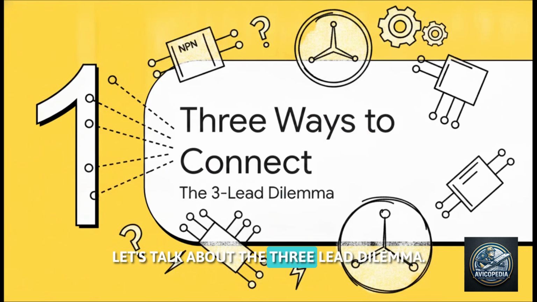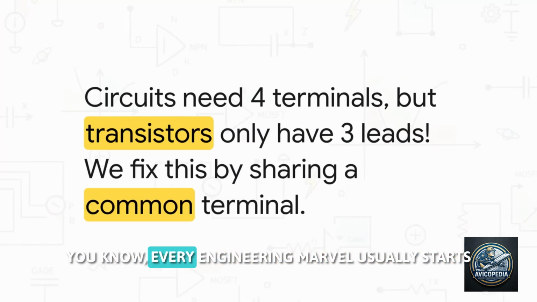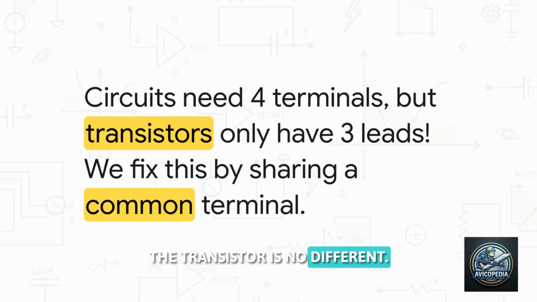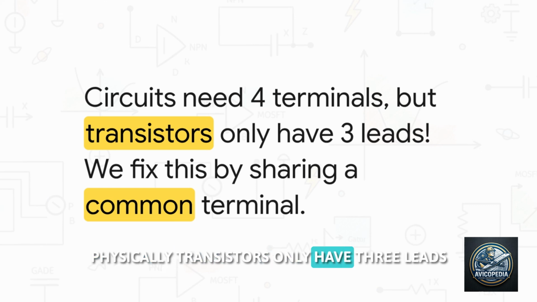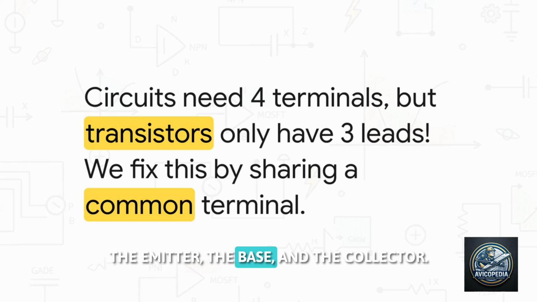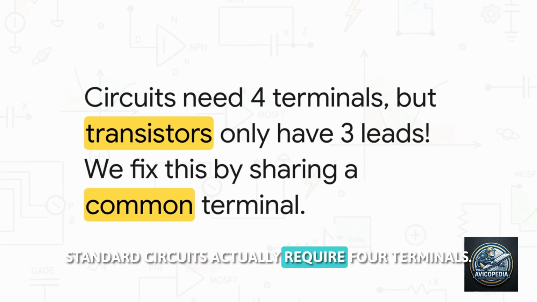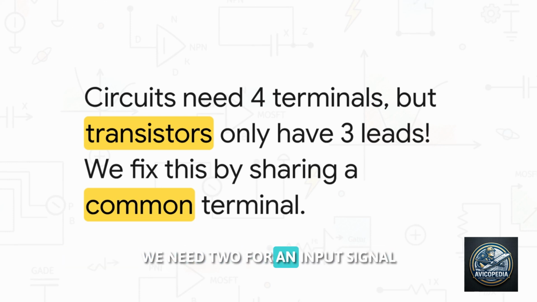Let's talk about the 3-lead dilemma. Every engineering marvel usually starts by having to solve a really basic physical problem. The transistor is no different. Physically, transistors only have 3 leads: the emitter, the base, and the collector. But here's the catch. Standard circuits actually require 4 terminals. We need 2 for an input signal and 2 to pull the output signal.